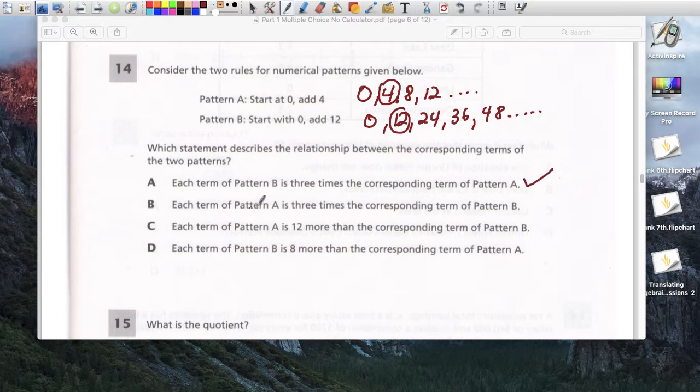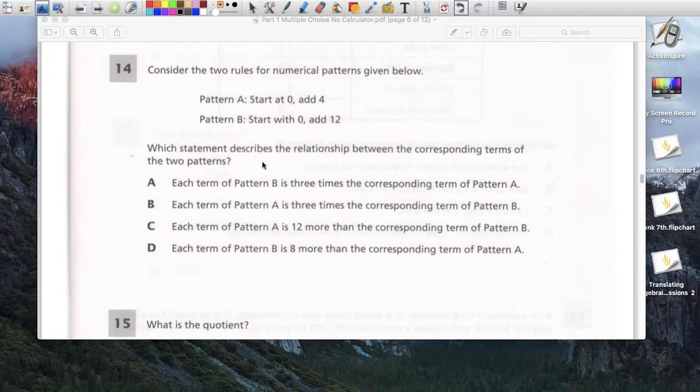Let's check the other one. Each term in pattern A is 3 times the term in B. Is 4 3 times bigger than 12? No, it's not. So this is out. Each term of pattern A is 12 more than the corresponding term. Is 4 12 more than 12? No. So that doesn't even make sense. Each term in pattern B is 8 more than the term in A. Is 12 8 more than 4? Yes. Is 24 8 more than 8? No. Is 36 8 more than 12? No. So that also is not true. So the only one that's true is A.